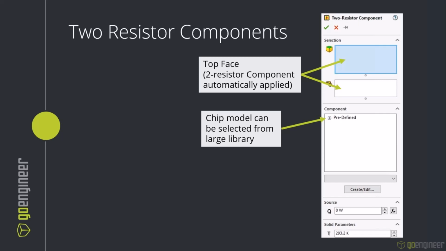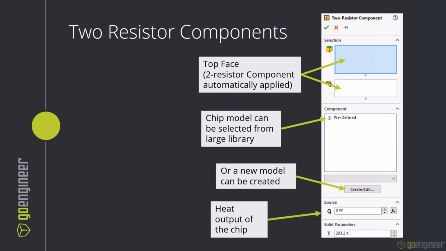If you're using just SolidWorks standard, if you're using just SolidWorks Flow without the electronics cooling module, you may have access to some two resistor components, but it's a small list. And as we'll point out momentarily, when you have the electronics cooling module, your library of available tools is much larger. If a chip that you want or a component you want to have in your circuitry is not there, we can actually create our own model. And then as you can see here, we just select the heat output of the chip.